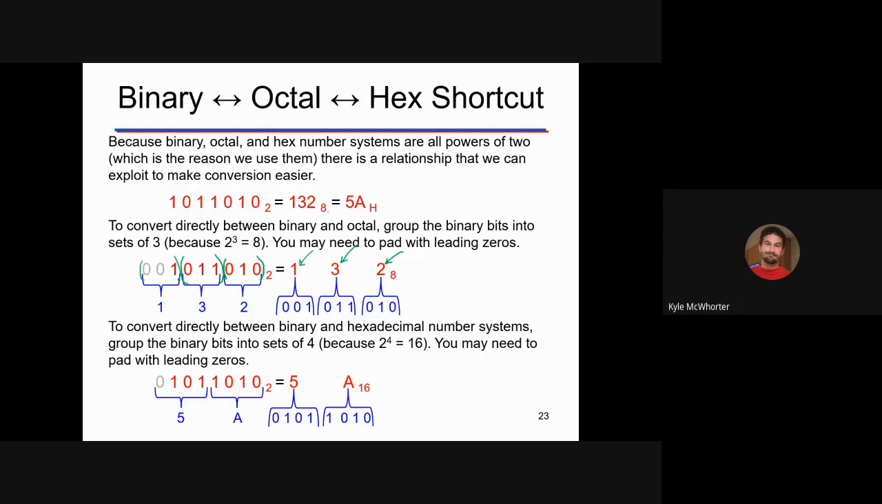You could take your 132 base 8 and say, all right, what is binary for 2? It's 0, 1, 0. And that goes there. What's binary for 3? 0, 1, 1. That goes there. What's binary for 1? 0, 0, 1. That goes there. And then you can leave off the leading zeros if you want to. So to go between binary and octal, it's a 3-digit shortcut. You just group them into 3s and then translate them.